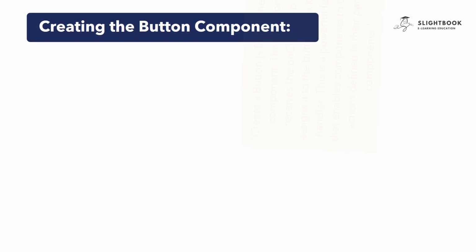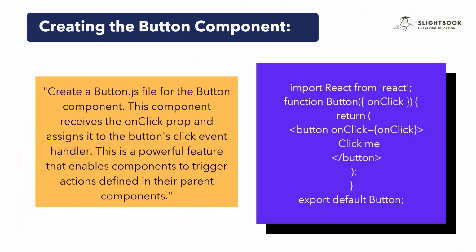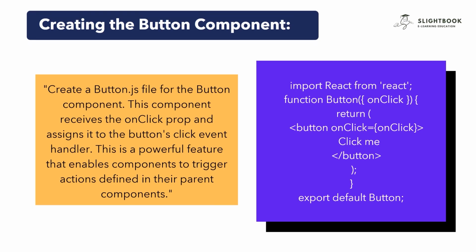Creating the Button component. Create a Button.js file for the Button component. This component receives the onClick prop and assigns it to the button's click event handler. This is a powerful feature that enables components to trigger actions defined in their parent components.